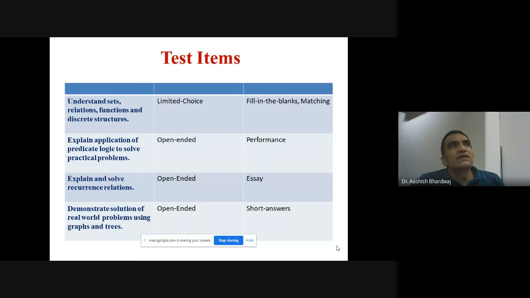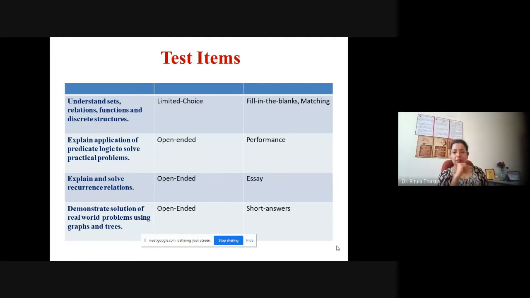For the second, which is explain applications of predicate logic, that will be open-ended and performance-based. Explain and solve recurrence relation, that is again open-ended, which will be an essay type question. And demonstrate solution of real-world problems using graphs and trees, open-ended questions, and we feel that it should be short answer questions. Sir, let us first come here.